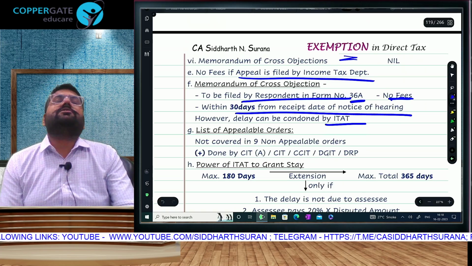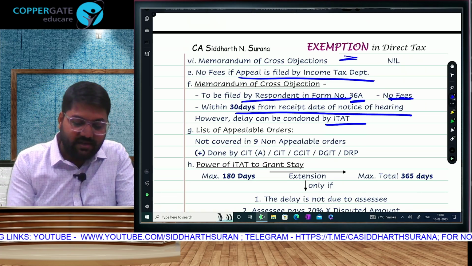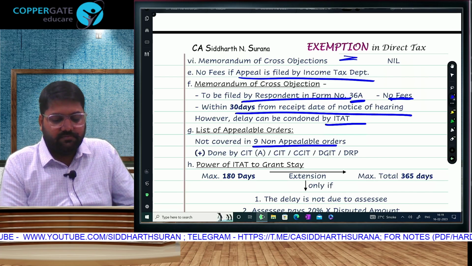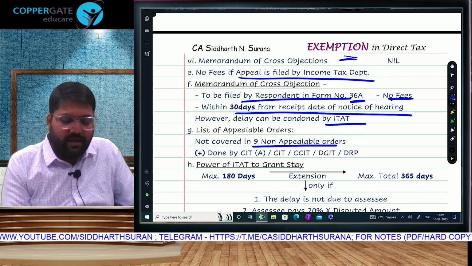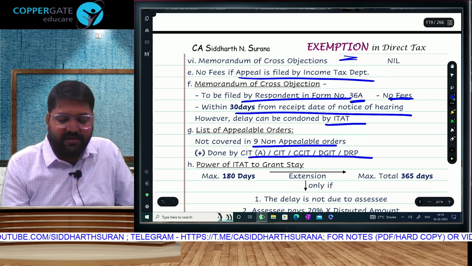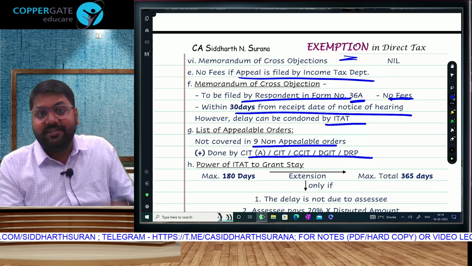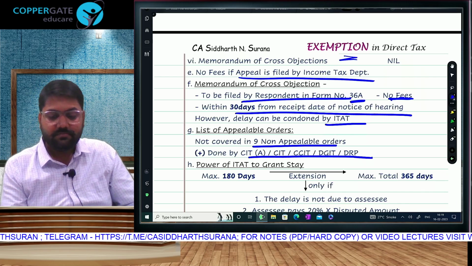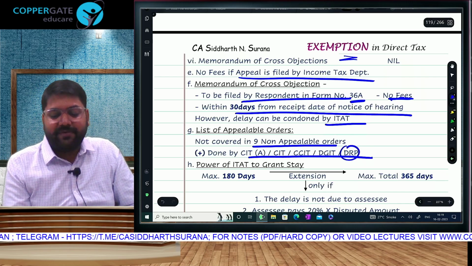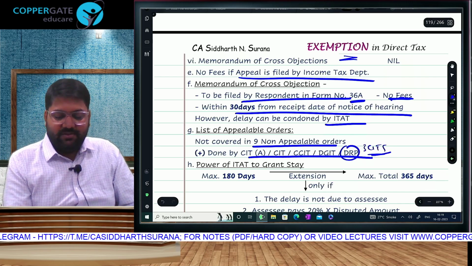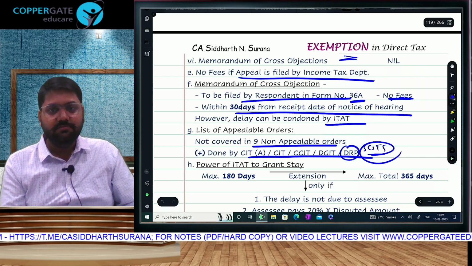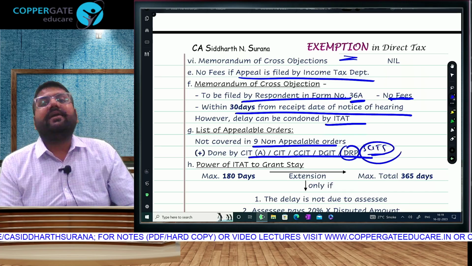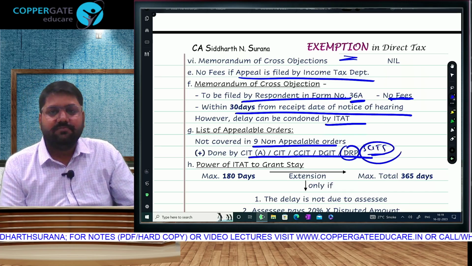List of appealable orders, if you don't want to learn, now let us make it easy. Anything which is not covered in the 9 non-appealable orders means it is appealable. And if it is done by CIT appeals, CCIT, or DGIT, you can't go to CIT appeals; you have to go to a higher authority, ITAT. DRP comprises 3 commissioners, so against that also, you can't go to CIT appeals. So, anything done by commissioner rank, you go to the ITAT. Even chief commissioner rank, you go to the ITAT.